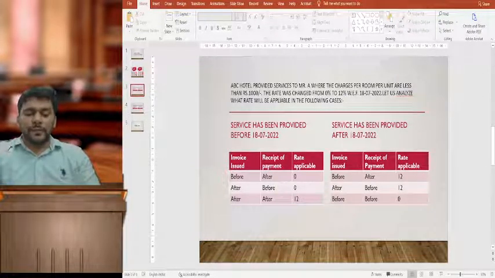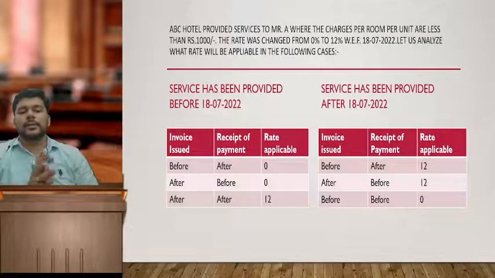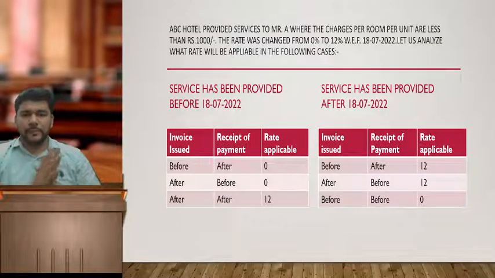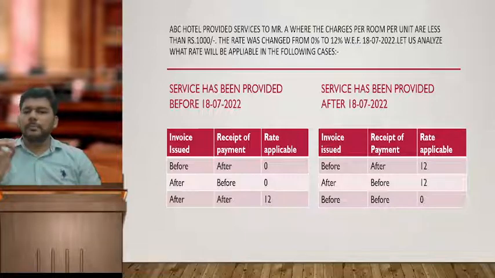And in such case, my variables with respect to the transaction, so what are the variables with respect to the transaction? That is my invoice date and the payment date. So my stay, let's say, was already done prior to 18th of July. My invoice was issued before 18th of July, but my payment has been made after 18th of July. In such case, the date of invoice will be considered as time of supply, and therefore the old rate 0% will be made applicable to this transaction.